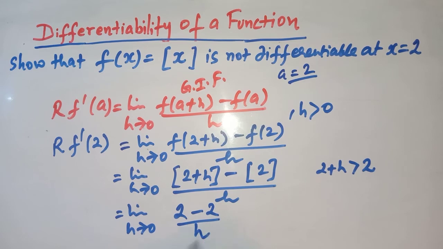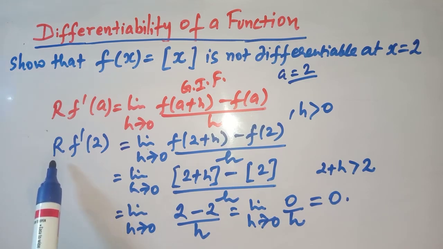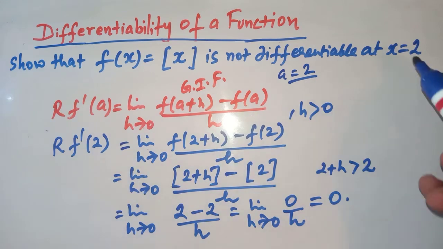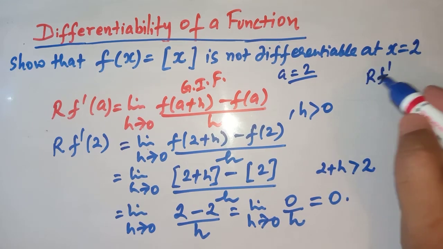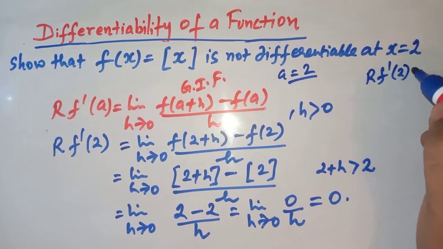So we have here h. So we have limit h tends to 0, and we have 2 minus 2 is 0, 0 over h, and this is equal to 0. So the right hand derivative at x equals 2 is equal to 0. So we write it here, Rf prime of 2 is equal to 0. Clear?